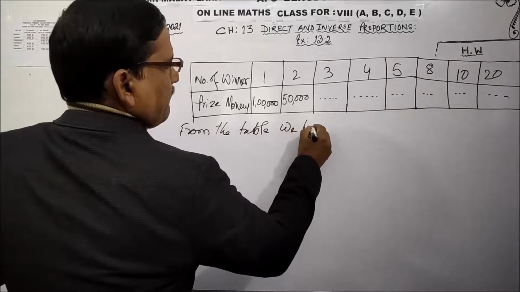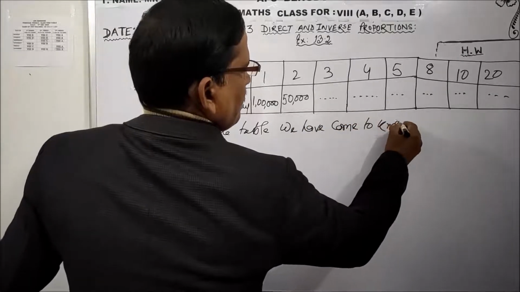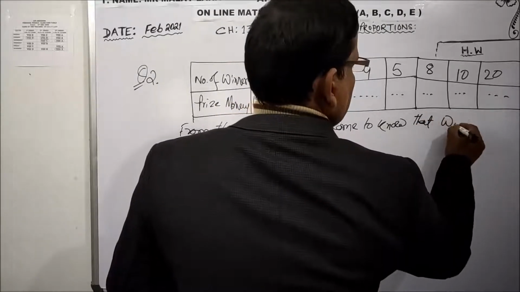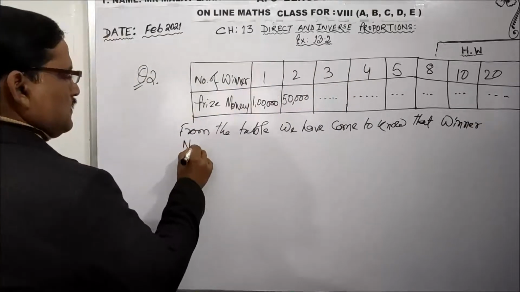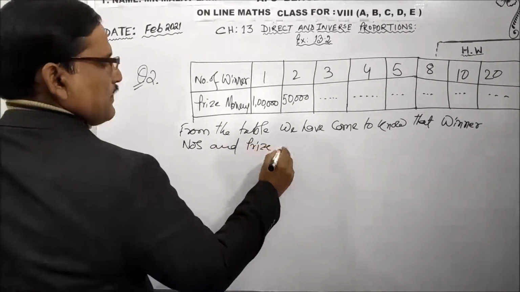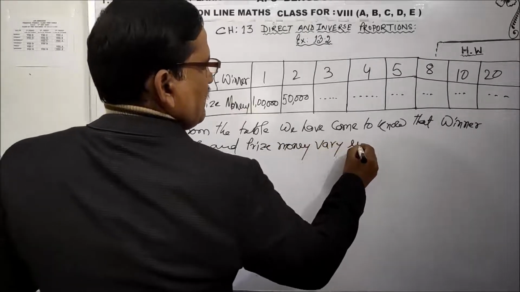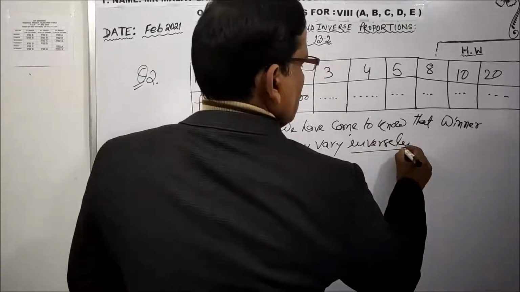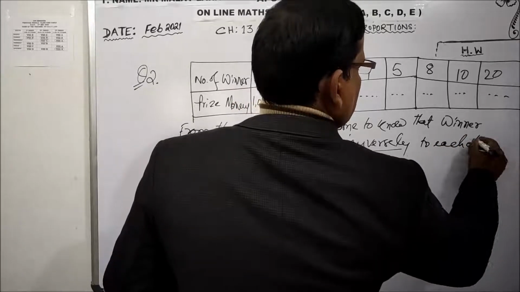We have come to know that winner numbers and prize money vary inversely to each other. Inversely to each other. This is the most target area.